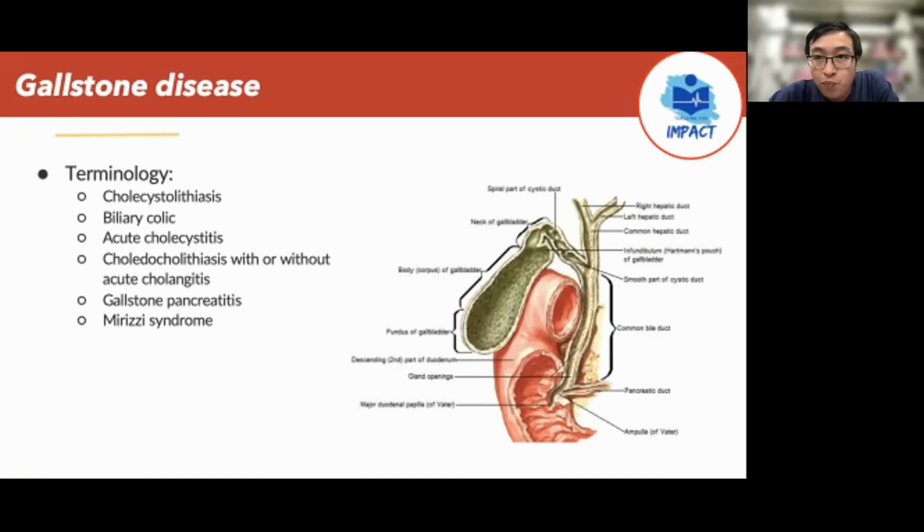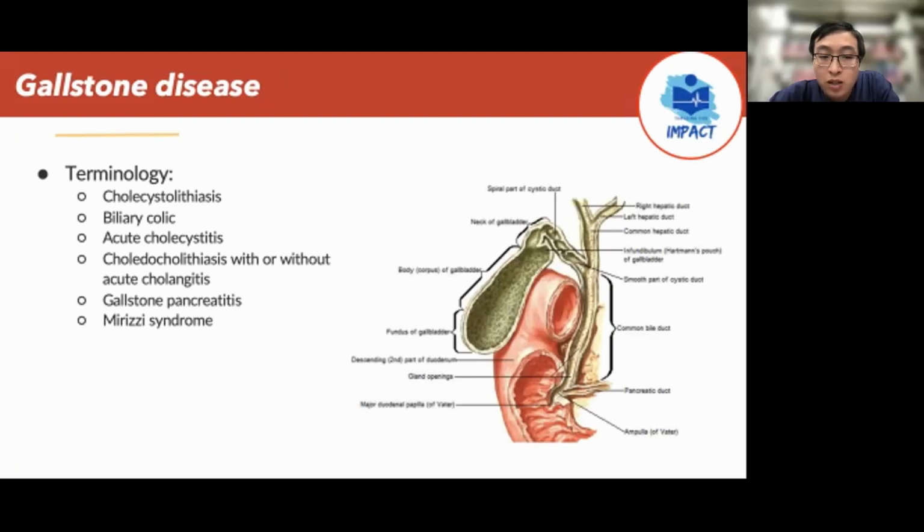Are people familiar with Mirizzi syndrome? Can someone give me a definition for what Mirizzi syndrome is? Very rare complication, but can sometimes happen. Yeah, that's right. It's impaction of the gallstone in the cystic duct, and that causing extrinsic compression of the common bile duct or the common hepatic duct. But as I said, that's a fairly uncommon complication.